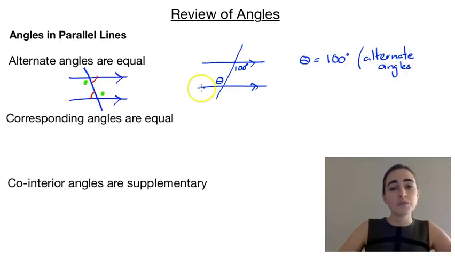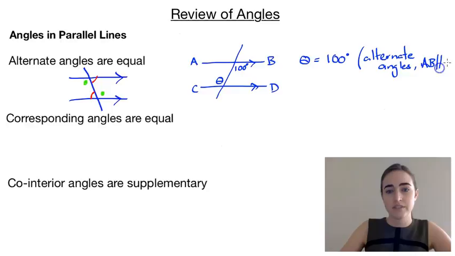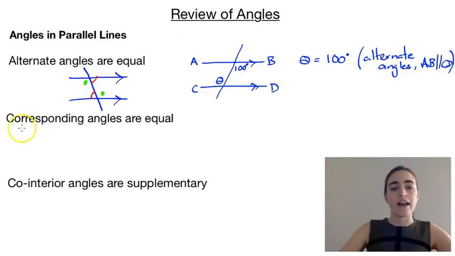Now, if we had a more specific diagram, if all our lines were labelled, so if we had, say, A, B, C, D, then we would write alternate angles and then comma, AB is parallel to CD. So to get more specific, we name the parallel lines because alternate angles are only equal if those lines are parallel.